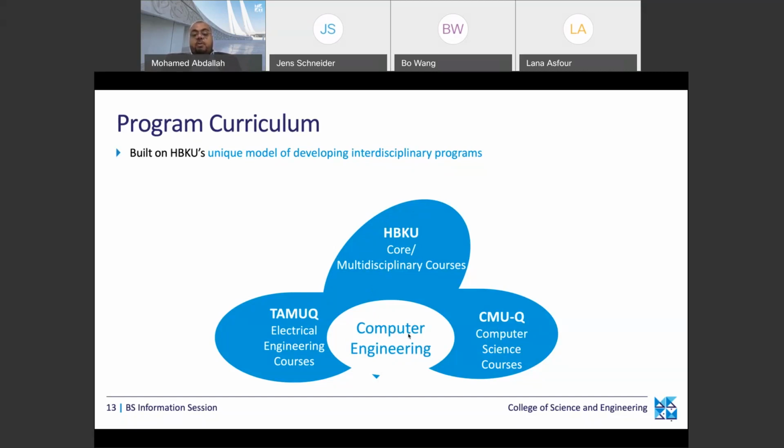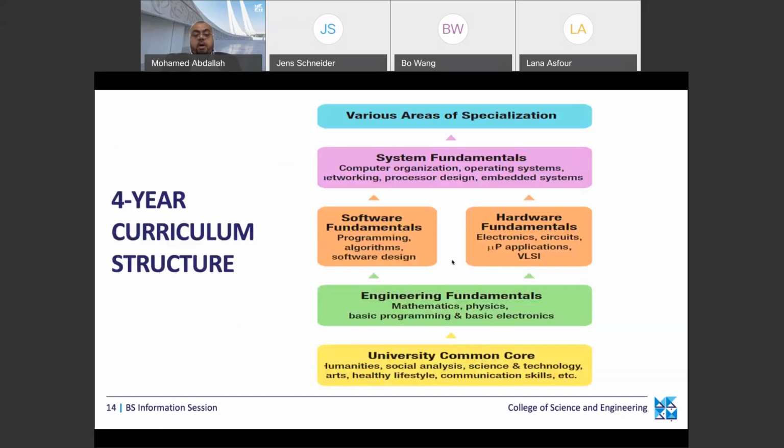You cannot find a similar program anywhere in the world, because we are, alhamdulillah, lucky here that we have Education City and all these institutions in Education City, so we can leverage their experience in different areas. So it's a 4-year curriculum structure, and these are the main areas that the curriculum is covering.